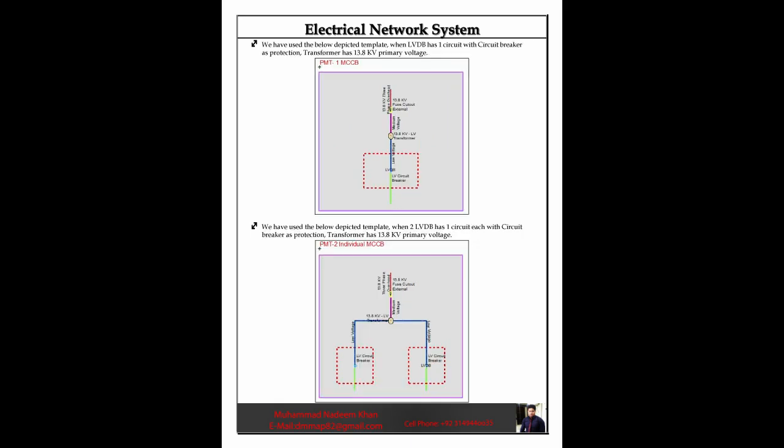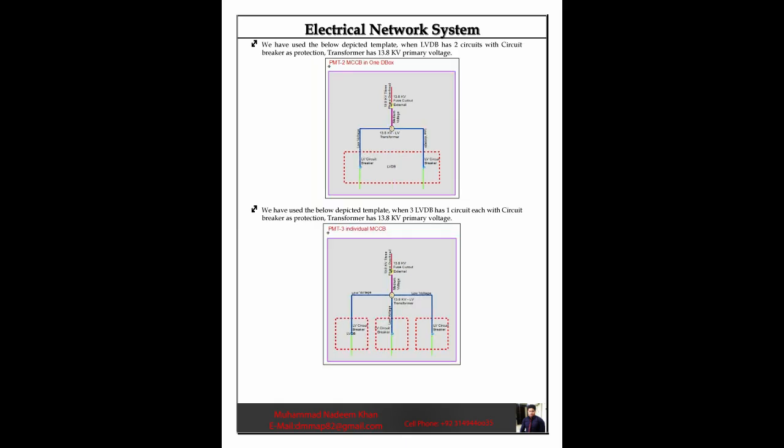We have used the below depicted template when LVDB has 1 circuit with circuit breaker as protection. Transformer has 13.8 kV primary voltage. We have used the below depicted template when 2 LVDB has 1 circuit each with circuit breaker as protection. Transformer has 13.8 kV primary voltage. We have used the below depicted template when LVDB has 2 circuits with circuit breaker as protection. Transformer has 13.8 kV primary voltage.